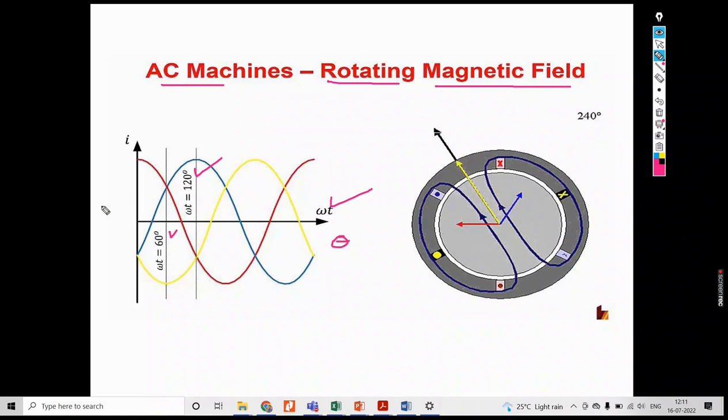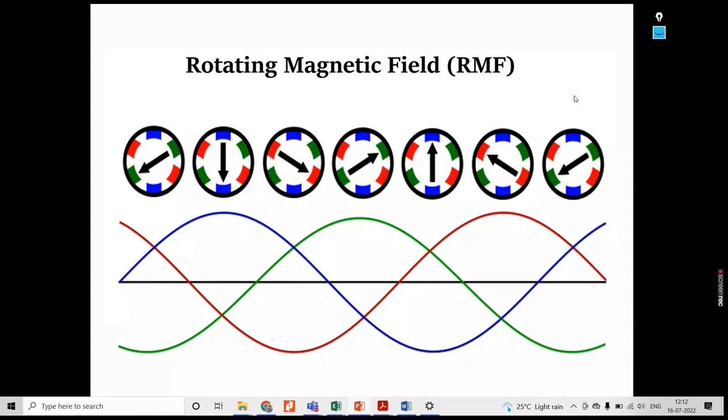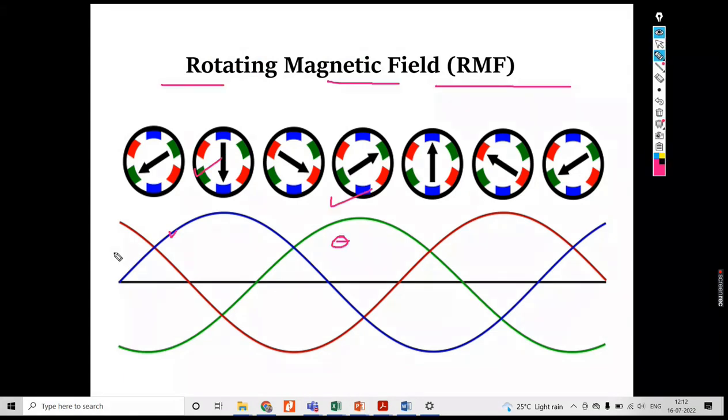Then all the displacement which happens is produced by each of the phases, R phase, Y phase, B phase, proportional to whatever connection is made, which will have a displacement of 120 degrees from each other. Then whatever the rotating magnetic field is, you can see here the displacement which is caused.